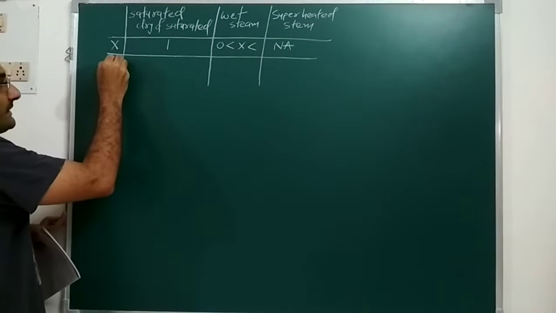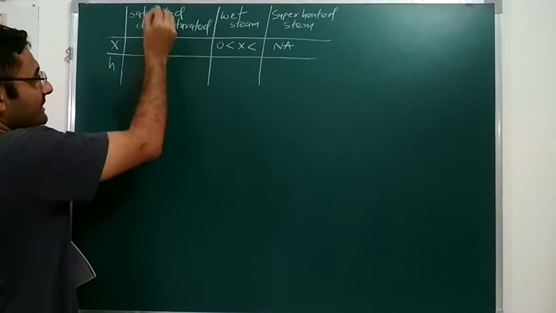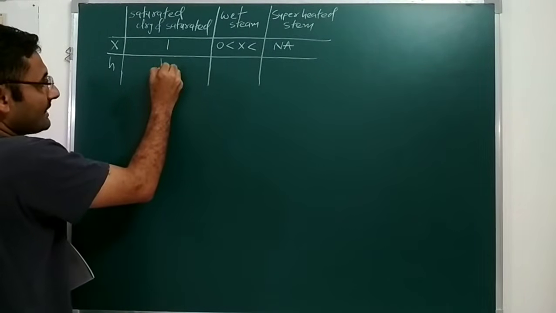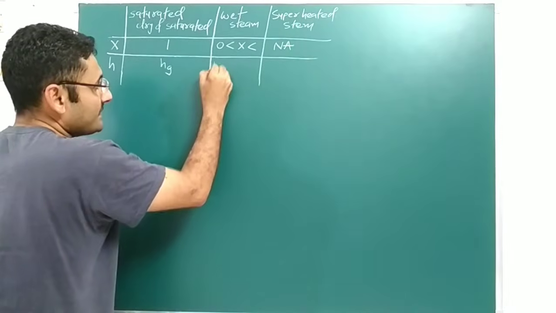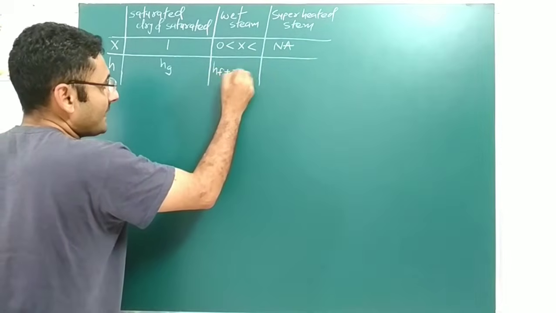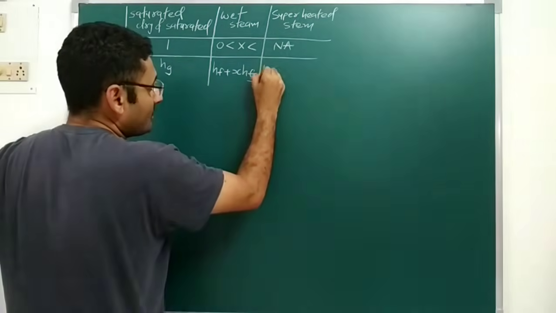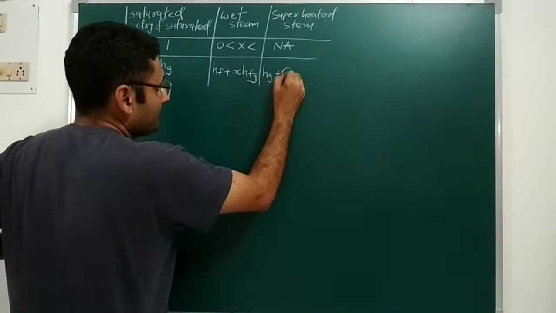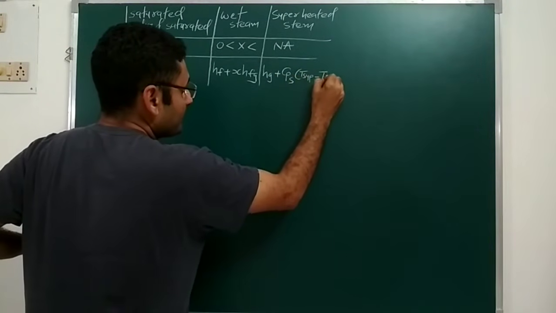After that, the next parameter is your enthalpy H. For dry and saturated steam, or saturated steam, enthalpy is always Hg, enthalpy of gas. For wet steam, it is Hf plus x Hfg. And for superheated steam, it is Hg plus Cps into (T superheated minus T saturated).